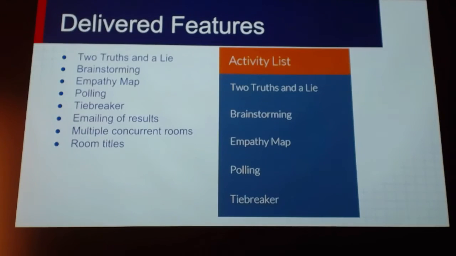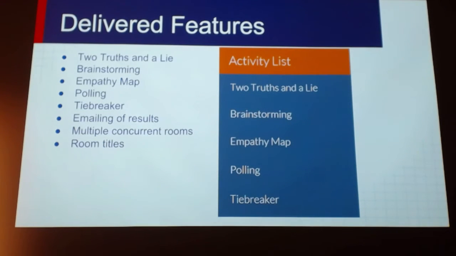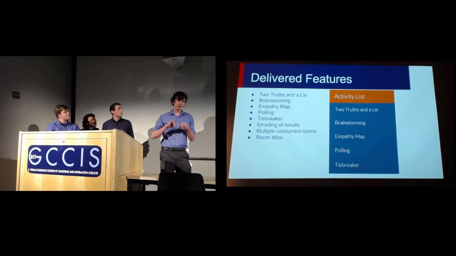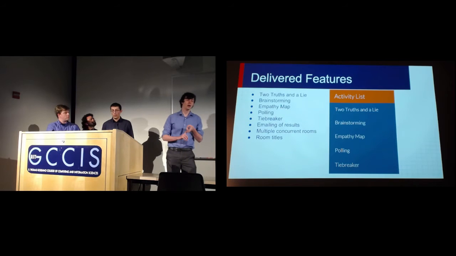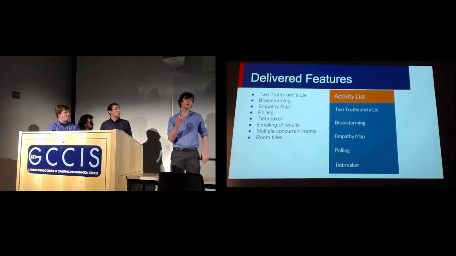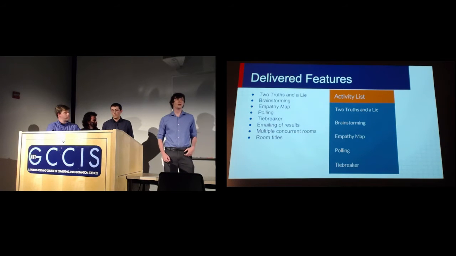Okay, so that was the architecture. So the delivered features. If you remember during the interim presentation, we had 2 main activities running. We had icebreakers for Two Truths and a Lie, and we had a brainstorming activity called anonymous brainstorming. Since then, since the rework of our project and building it back up, we have 3 new activities that you can play around with in our application.